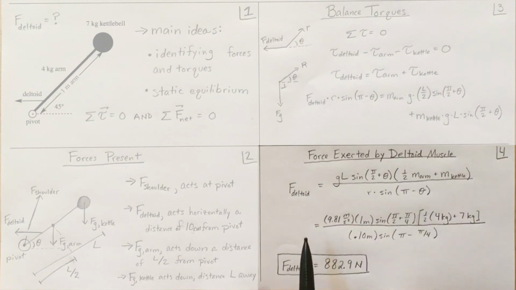The final step is to solve the equation we just derived for the deltoid force, and when we do so, we arrive at this big equation here. We then plug in the numbers that we are given in the problem statement and evaluate to find that the force applied by the deltoid muscle is 882.9 newtons.